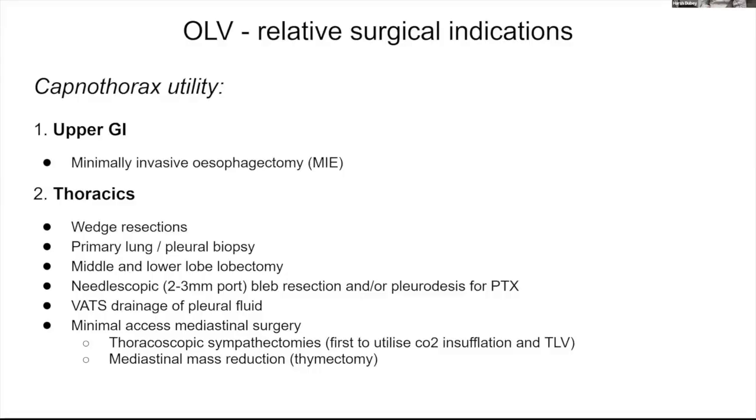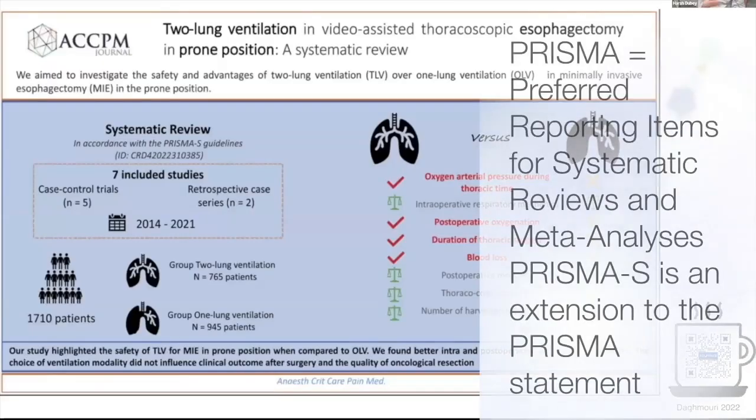So minimally invasive esophagectomies, there's some literature to suggest that it could be done on two lungs. And those thoracic procedures that you see there, so small wedge resections, maybe some bleb resections, drainage of pleural fluids, those sorts of things, there are multiple case reports suggesting feasibility, although they're not very widespread. I'll just flick through this.